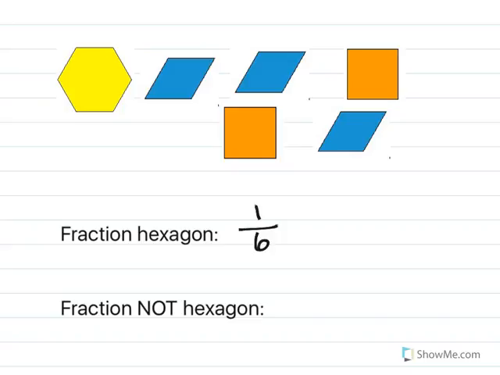All right, if I look at my shapes, I can see that I have 3 rhombus and 2 squares. That makes 5 out of the 6 shapes not hexagons. So 5/6. Again, if I look at my 1 hexagon plus my 5 that are not hexagon, that gives me the total.